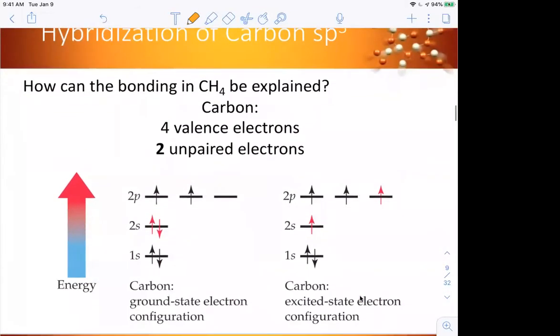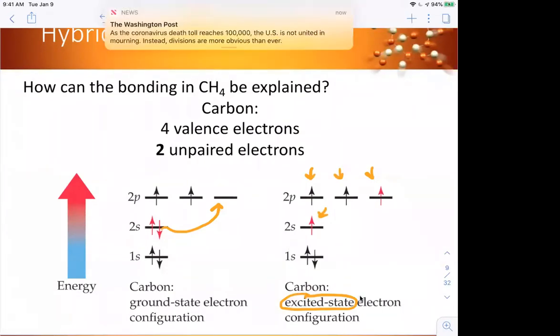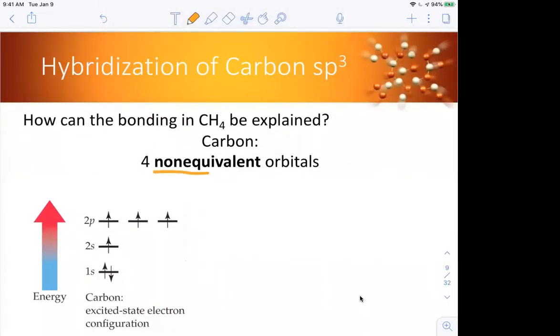So what does happen? Well, let's say I add energy and I go from the ground state to the excited state. This is going to promote this electron into that unoccupied p orbital. So now I have 1, 2, 3, 4 unpaired electrons, which would give me 4 bonds if shared with 4 additional electrons. The problem with this is that this model gives us 4 non-equivalent orbitals, and we know that my tetrahedral methane actually has 4 equivalent orbitals. So something else has to be going on.